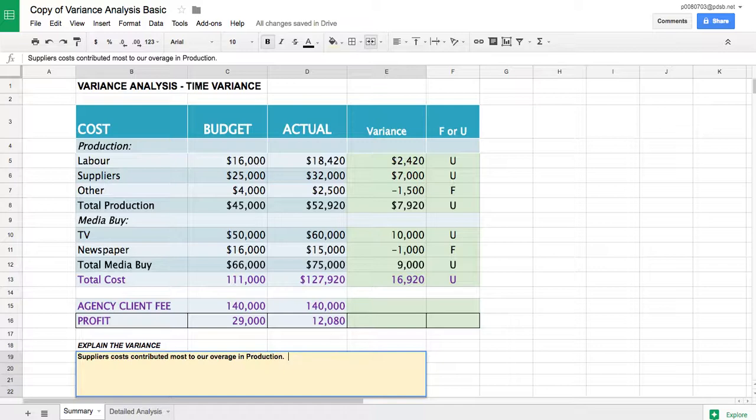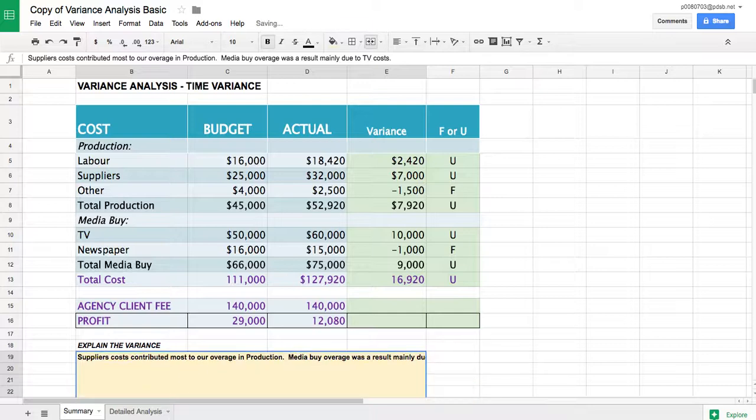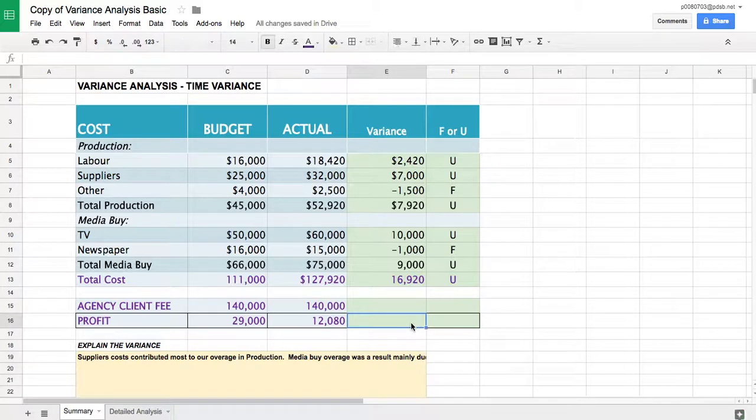Okay, on the other side, I would say under media buy, overage was a result mainly due to TV costs. There's a lot more you can put in here, but that's just a quick example of what you could say. And overall, you could also make a comment about our profits, and in this case, our profits went down by almost $17,000, and that's probably the biggest item that people would be concerned about.